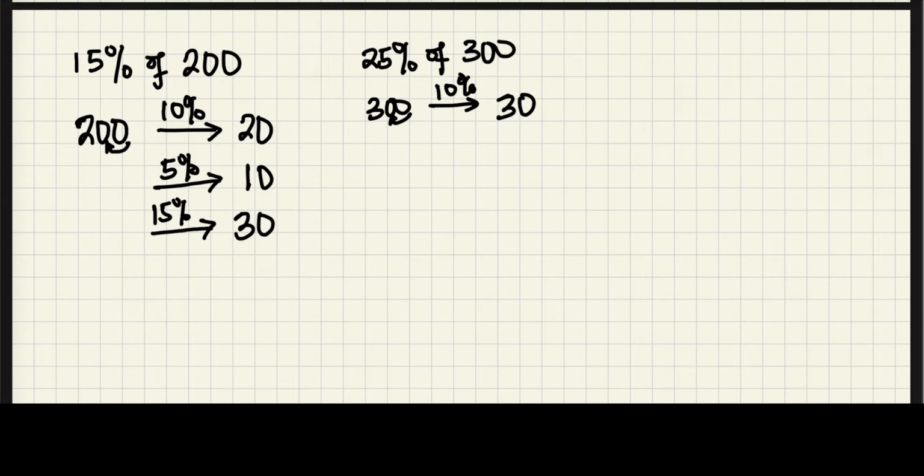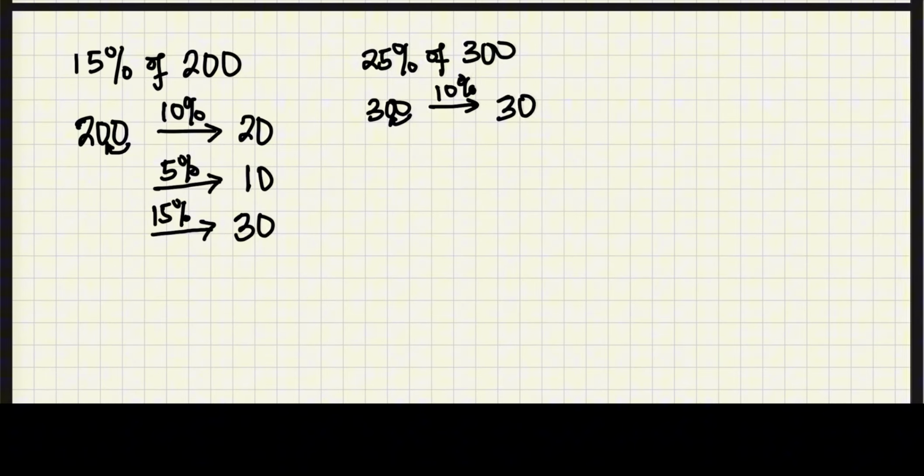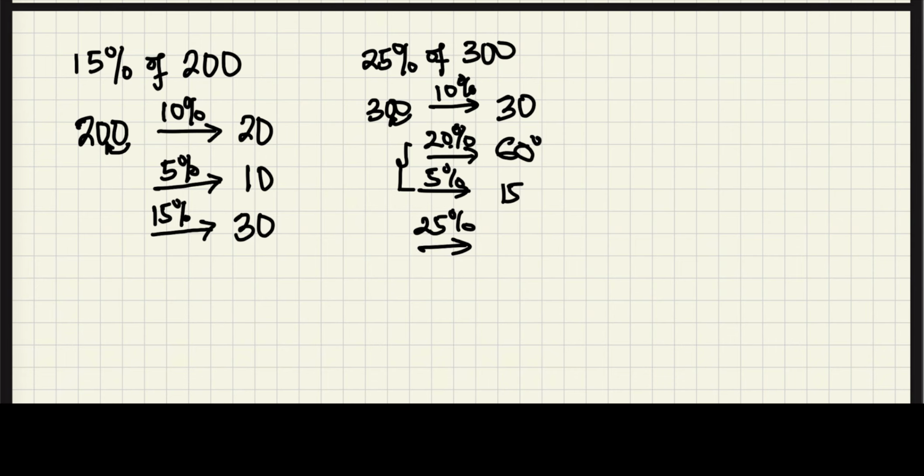So what would 20% be? 20% will be double of 10%, which is 60. And 5%, what will 5% be? 5% is half of 10%. 10% is 30, so half of 10% will be 15. So what I'm looking for is 25, so 20 plus 5. My 25% will be 60 plus 15, which is 75.